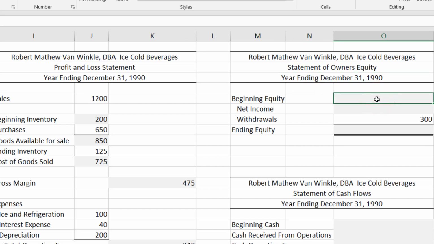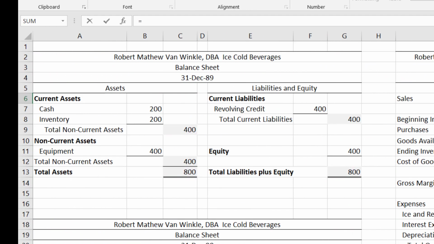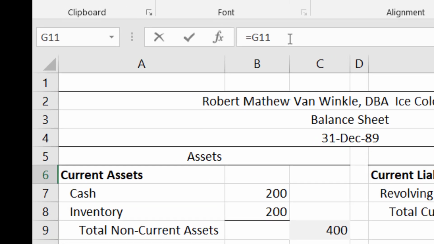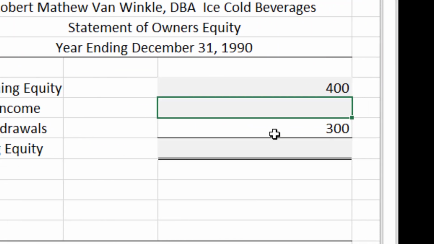We have a beginning equity number. We can find that number on the balance sheet. So we type an equal sign in cell, I think it's 06. Scroll all the way over to our original balance sheet, find our equity number, which was $400, and we click on that $400 equity number. And that's going to give us a cell reference. You can see it up here. There's a cell reference. We hit enter, and now we're rocking and rolling.